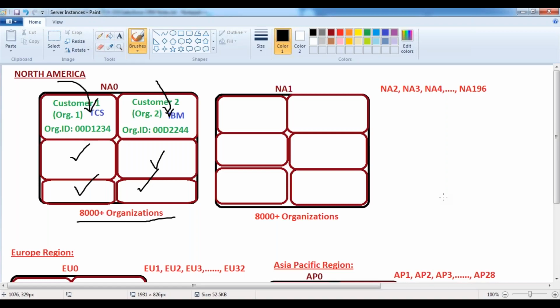Ramesh is using the latest features. I'm continuing with the older features. That means there is an older version and a newer version. But in Salesforce, there is no such kind of concept.